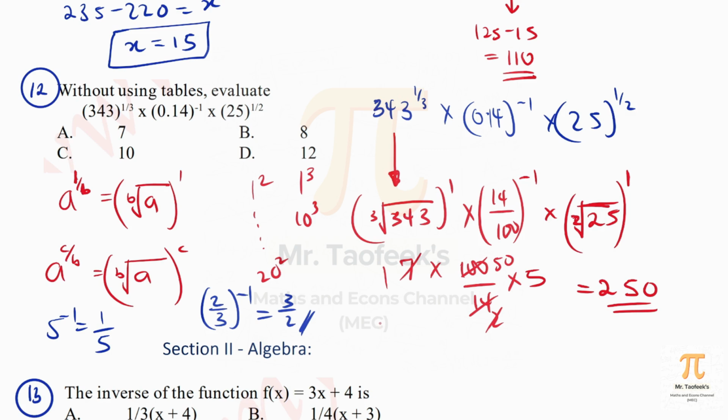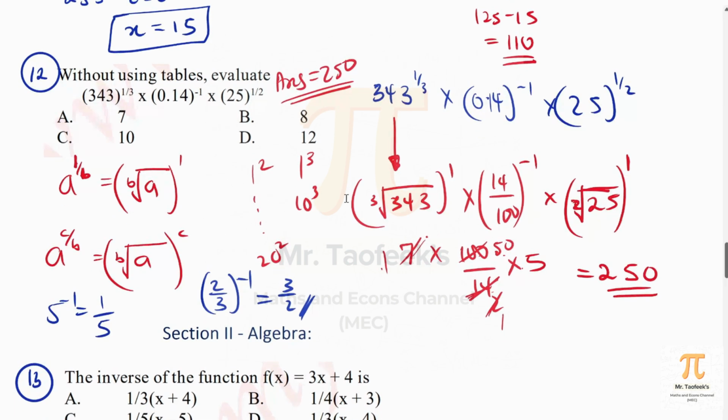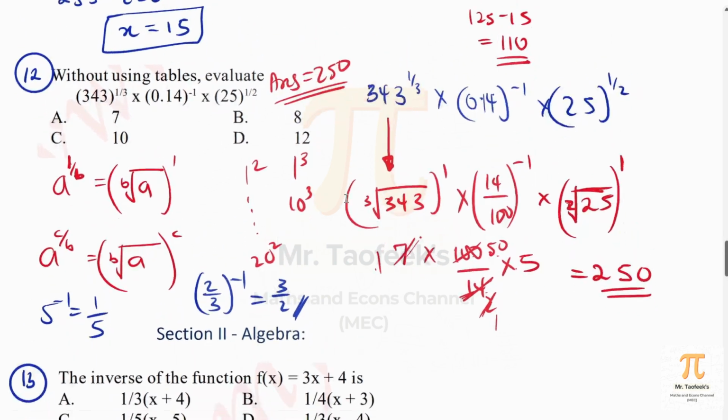okay, the answer is in here. Did we make any mistake? Just to be sure. So 343, the cube root of that is 7 times 0.14, which is 14 over 100 to the power of -1. So we flip that, times 25 to the power of a half, which basically means the square root of 25. So 7 times 100 over 14, which of course we said 7 here 2, 7 here 1, the remaining 2, 2 here 1, 2 in 100 is 50, and then we did 50 times 5, 250. So the answer is 250. Apparently the answer isn't here, so the answer to this question is 250. Perhaps there is a mistake in the question or in the options, I guess, but this is how to do it, and this is the correct answer.